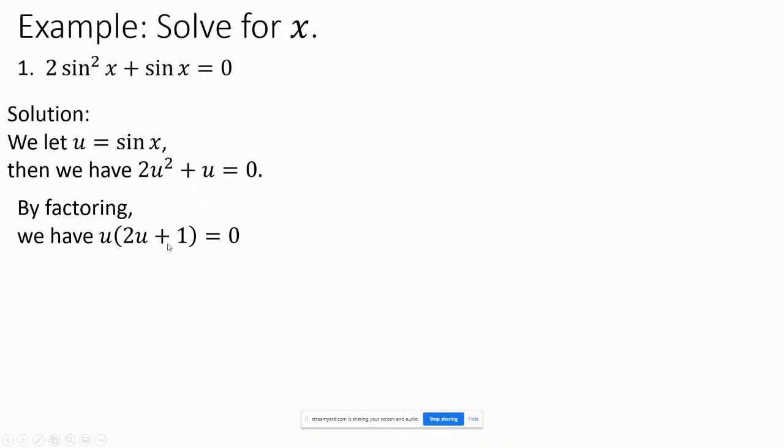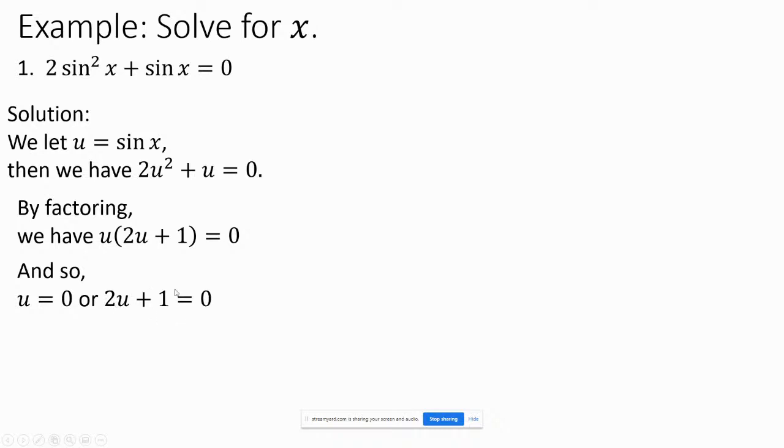u divided by u is 1, so plus 1. So, 2u plus 1 equals 0. And then by the zero factors theorem, any of these factors might be equal to 0 for the whole expression to be 0. Tama? So, u is equal to 0 or 2u plus 1 is 0.